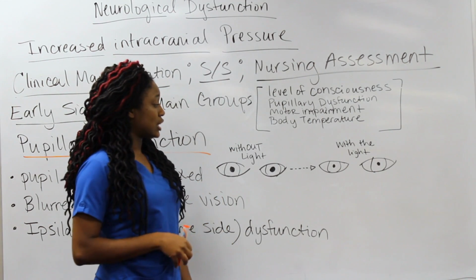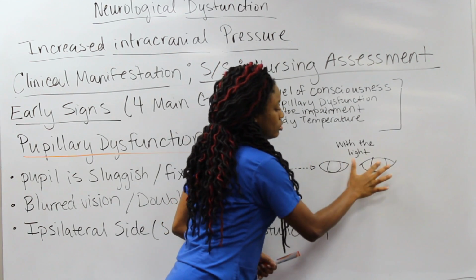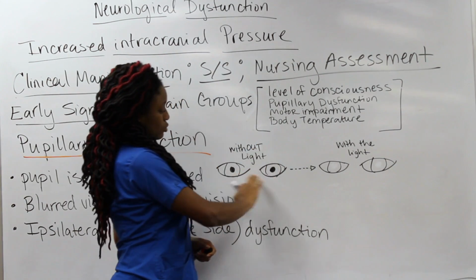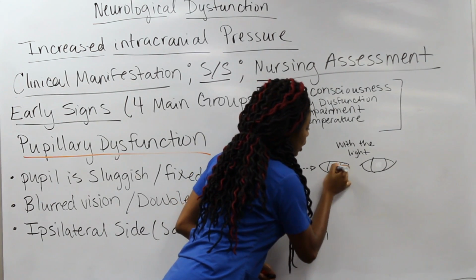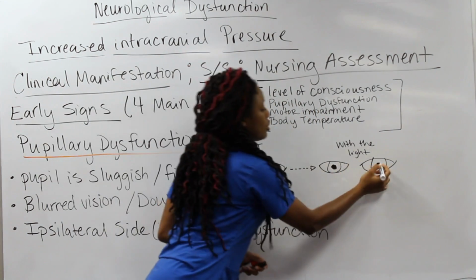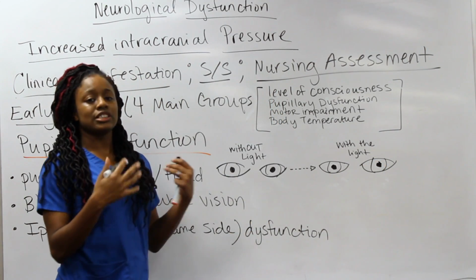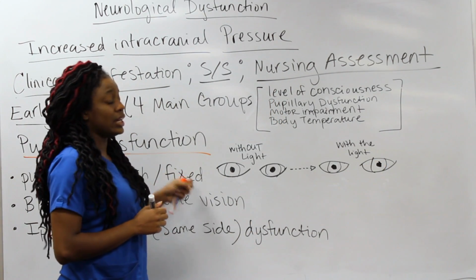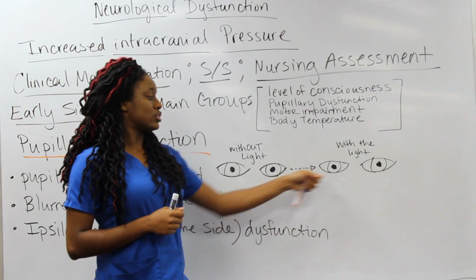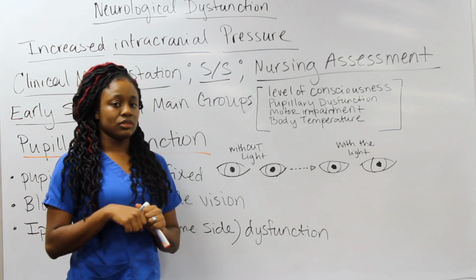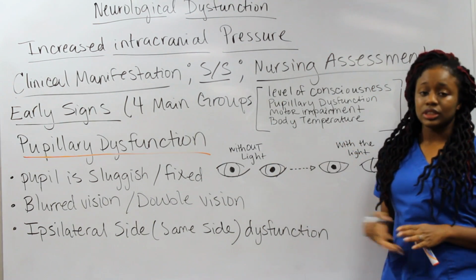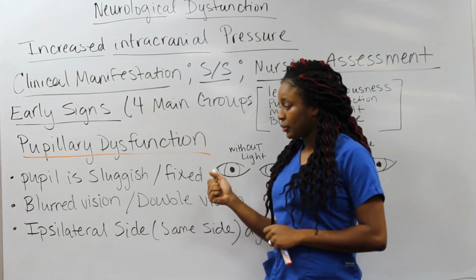What I mean by that is, here, instead of it constricting, even without light this is what it looks like, and with the light it still looks the same. I've got one bigger than the other, and it still looks the same. That's what it means when they say it is fixed. Even when you shine the light or without the light, it looks completely the same. There's nothing happening there. And this is what you will see in the early signs of pupillary dysfunction.